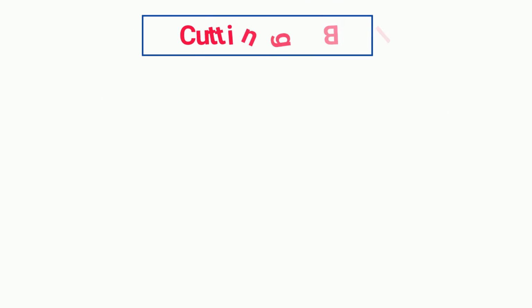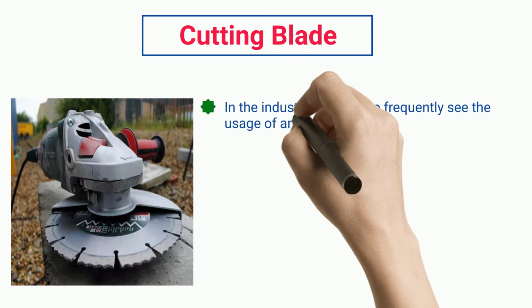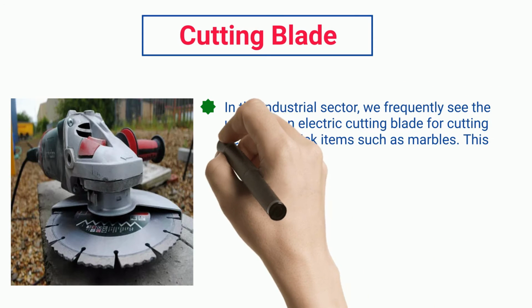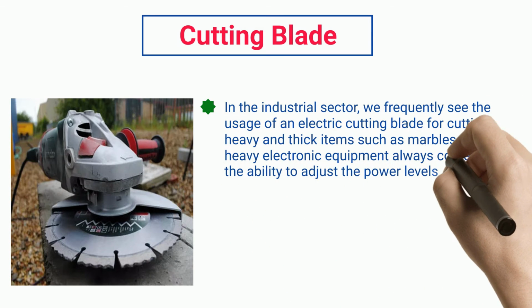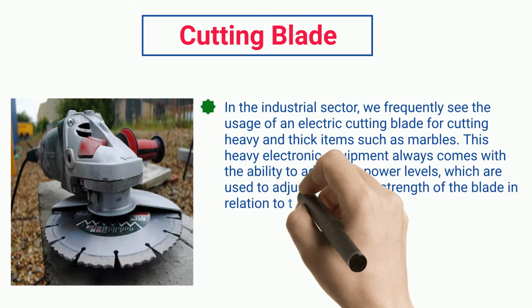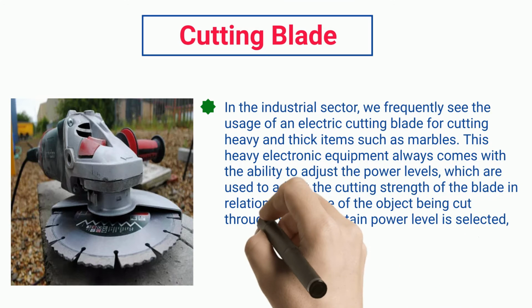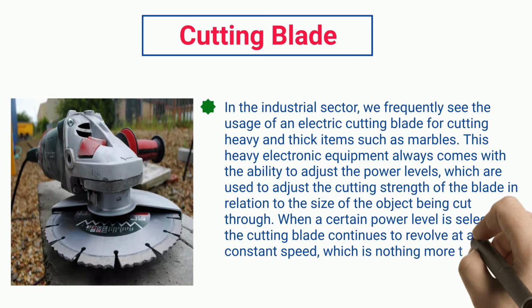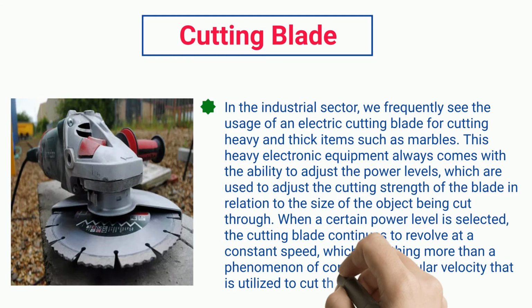Cutting blade. In the industrial sector, we frequently see the usage of an electric cutting blade for cutting heavy and thick items such as marbles. This heavy electronic equipment always comes with the ability to adjust the power levels, which are used to adjust the cutting strength of the blade in relation to the size of the object being cut through. When a certain power level is selected, the cutting blade continues to revolve at a constant speed, which is nothing more than a phenomenon of continuous angular velocity that is utilized to cut the items.